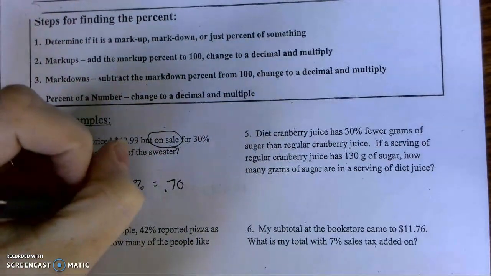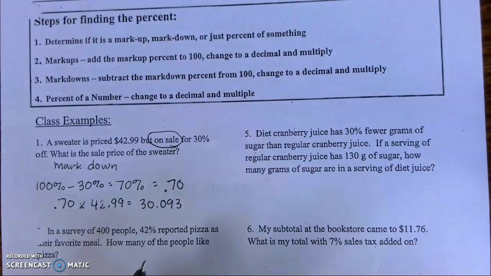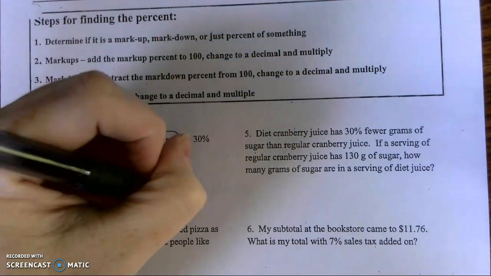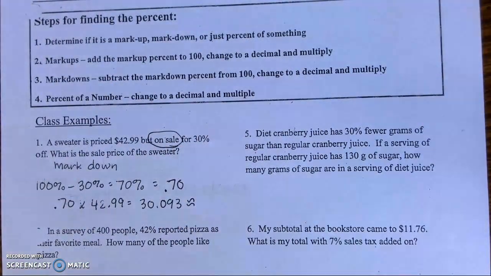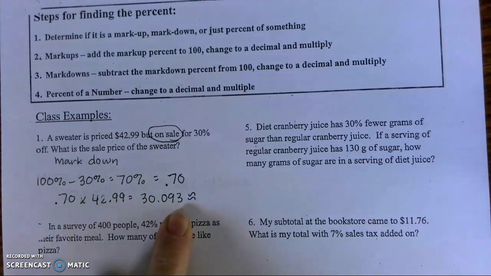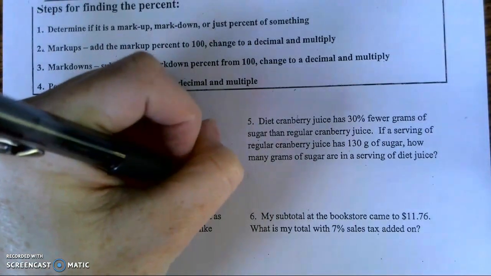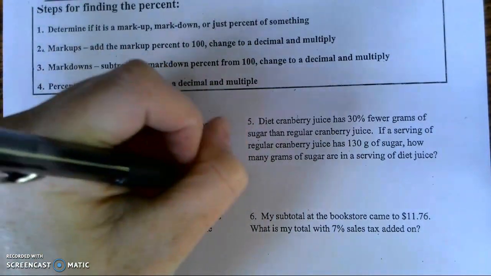And when we do that, we get 30.093, but we're talking about money, so we're going to round to the hundredths place. That 3 is less than 5, so our 9 is going to stay the same. So the price that we would pay would be $30.09.